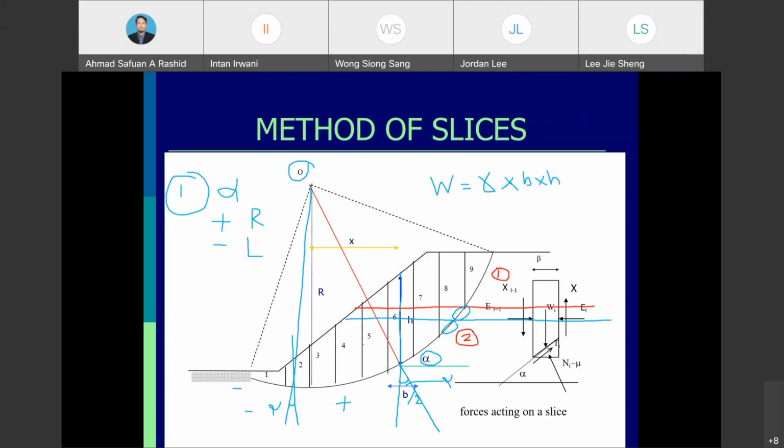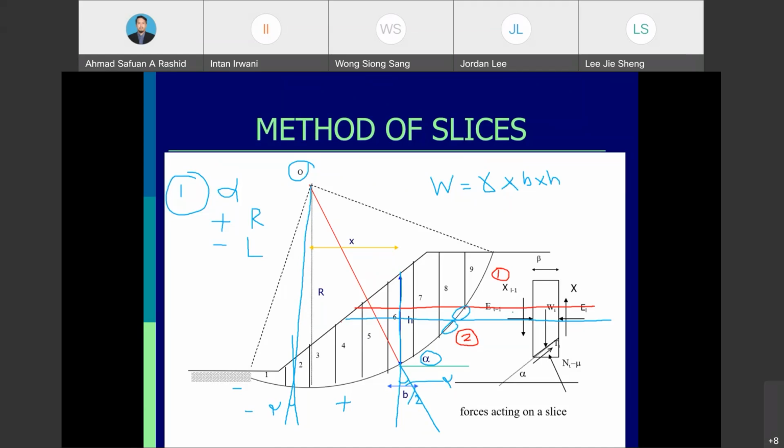The best way to solve the problem by using the method of slices is to plot on grid paper or graph paper, because it will be easy for us to determine the H and B, and also to get the value for the alpha.